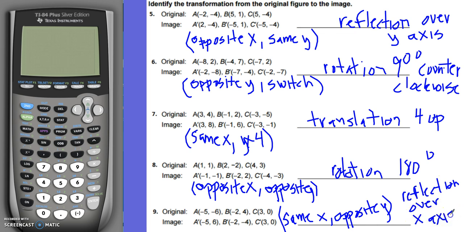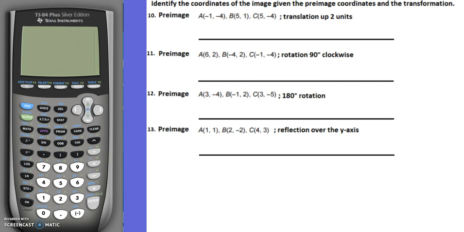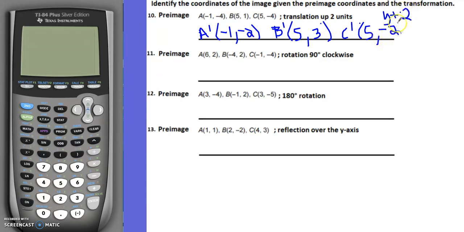All right, let's take a look at the bottom. Okay, so we're going to translate this 2 units up. So we are going to add to the y. That means all the x's are going to stay the same. So -1 stays the same. -4 plus 2 is -2. B prime: the 5 is going to stay the same, 1 plus 2 is 3. All right, C prime. We have 5 stays the same. -4 plus 2 is going to get me -2.